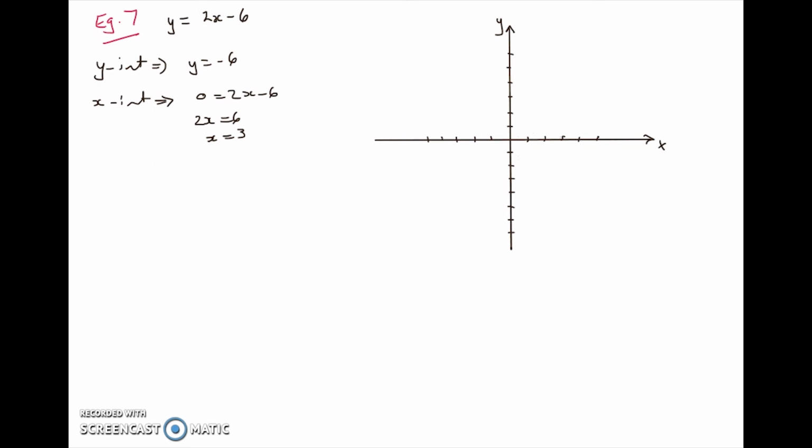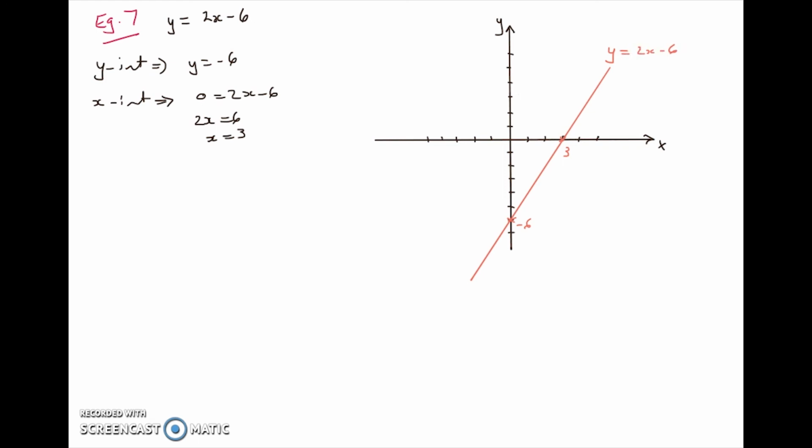On our number plane, we need to find those two intercepts and mark them. So marking x equals 3 and y equals -6, drawing a line straight through them, and that's our graph. Make sure that you label your intercepts as well as the graph, and then we're done.